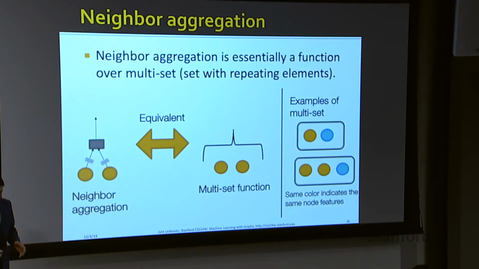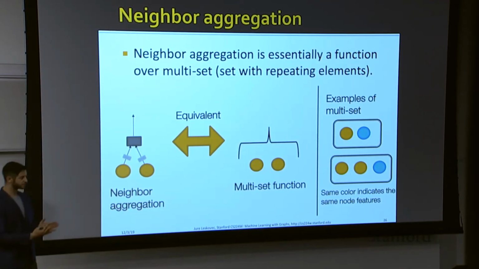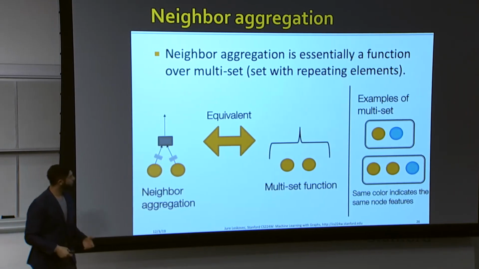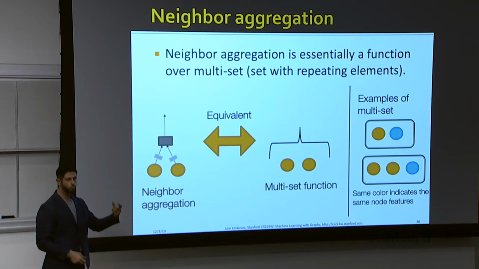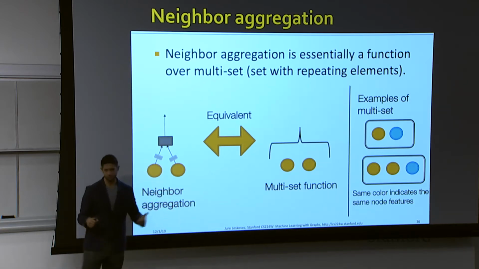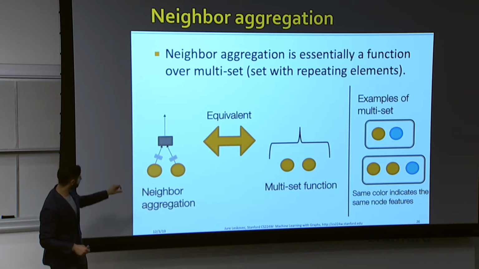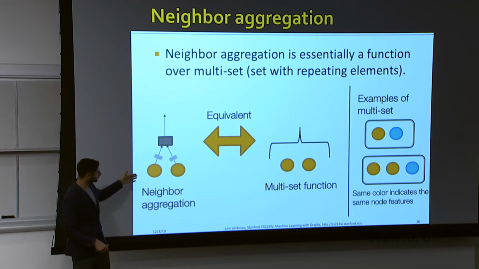So what is neighbor aggregation? Let's try to think about it in a different way. Until now, we always thought about it as a way to traverse a subgraph. Now we want to think about neighbor aggregation as a function, all right? Neighbor aggregation is essentially a function over a multiset. Why do we want to work with multisets? For two reasons. First, they are sets with repeating elements. That's the multi in multiset, because there will be nodes that have exactly the same features when we do the aggregation. We want to make sure that we can retain those nodes if they occur multiple times.